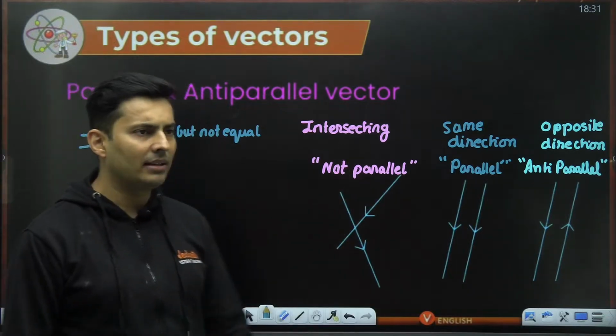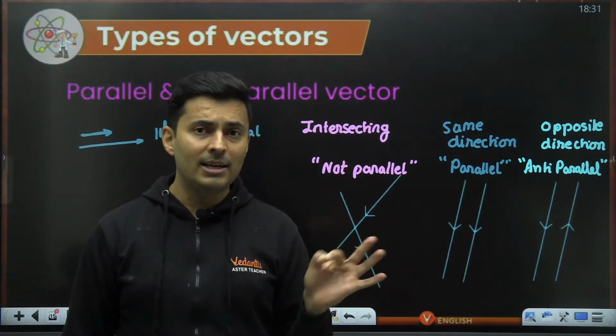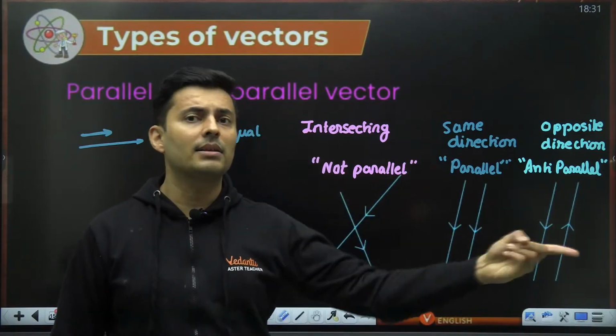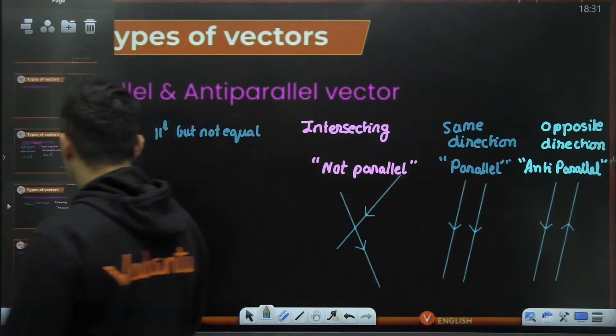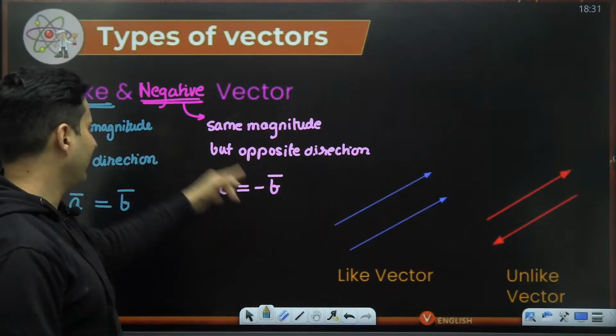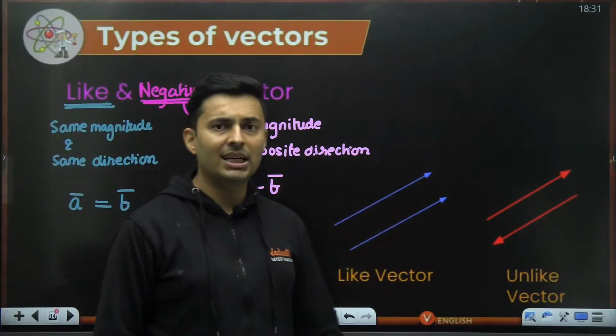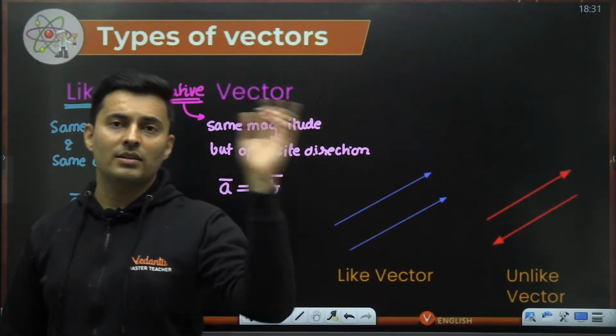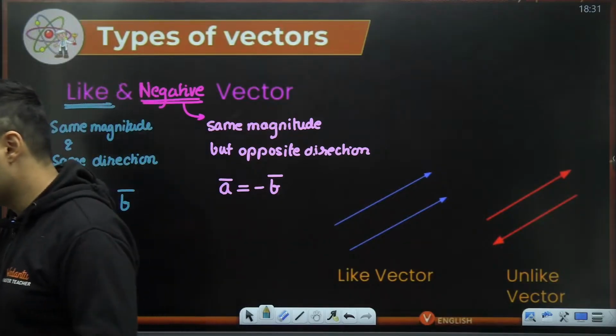How about anti-parallel? Are negative vectors anti-parallel or anti-parallel vectors negative? Try to recollect negative vectors. Are anti-parallel vectors negative or negative vectors always anti-parallel? Come on, answer it in the chat box.